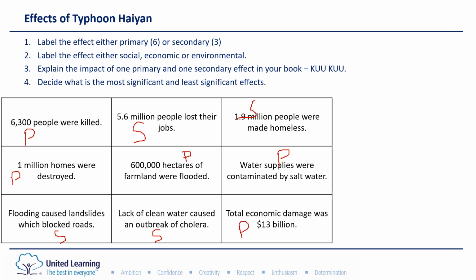In terms of social, economic, environmental, 6,300 people were killed, social. People losing their jobs, economic. People being homeless and houses destroyed, social. Farmland flooded, you could have environmental or you could have social as well. Water supplies contaminated, social. Landslides, environmental. Lack of clean water, social. And economic damage is obviously economic.